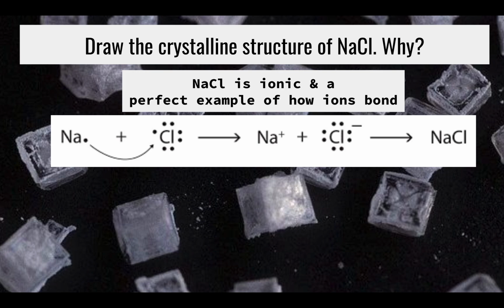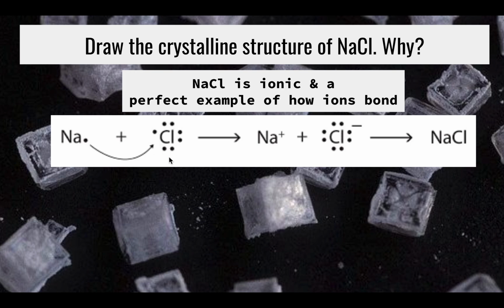The one that you're always going to get defined for ionic right off the bat. And that's because it's easy, it's simple, there's two elements, very clear transfer of electrons. So first we need to understand why sodium is ionic. Well, sodium has 1 valence electron, chlorine has 7.